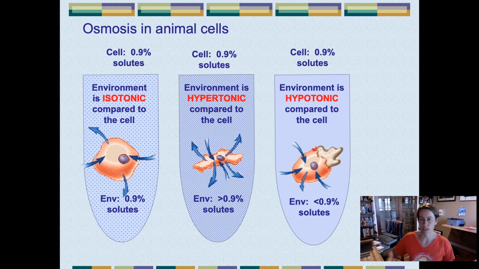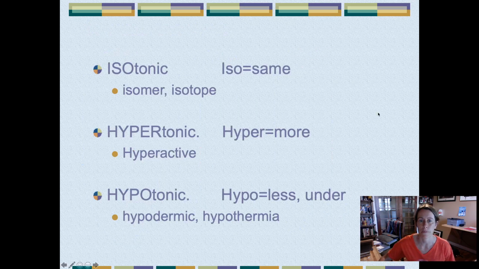All right, so let's have another look at those terms real quickly. Just written them down here. So iso means the same, isotonic means the same concentration. And you can think of, for chemistry, isomer, isotope, isometric. This all means the same. Hyper means more, hyperactive, hypervigilant. So hypertonic means more concentrated. And then hypo means less than.